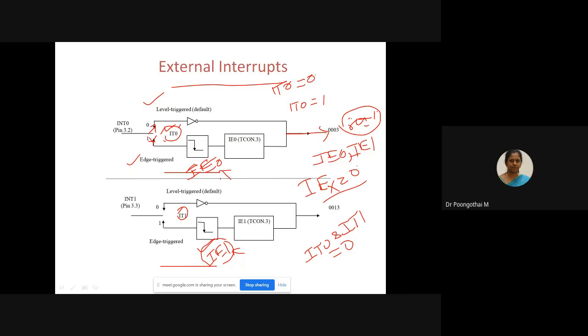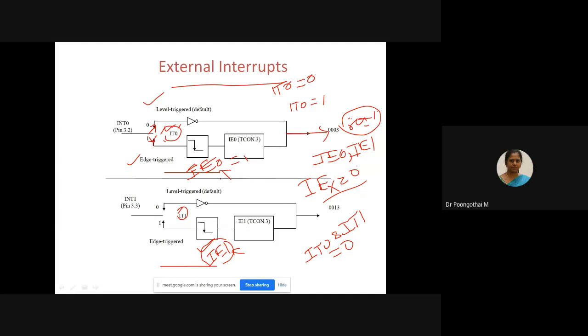Suppose it is edge triggered, that is, IT0 is equal to 1, which means the signal is edge triggered. So this flag is set to 1 to indicate that your 8051 will accept only edge triggered signals. Based on that request, your 8051 will get interrupted and the ISR will be executed. So this is the logic diagram behind your external interrupts.